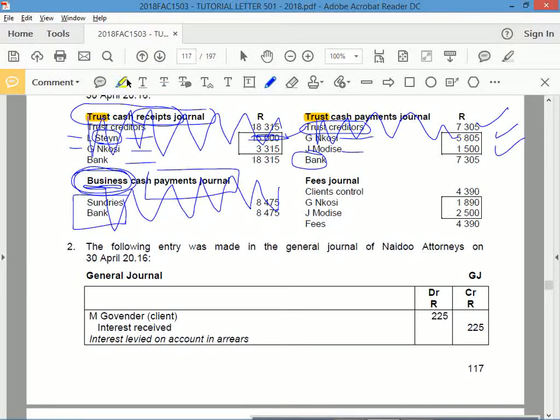Right, fees refers to who? The client, but it's the client and the business. Okay, that's important because the fees are levied on the client's account by the business. Okay, what is the fees to your business? It's a form of income. Correct. So your income is going to be owed to you unless you received it. Here we can see that they've used client control, which is actually seen as an asset, meaning you're owed those fees. And then you've got these accounts, Nkosi and Modise, and then you've got the fees, the income.